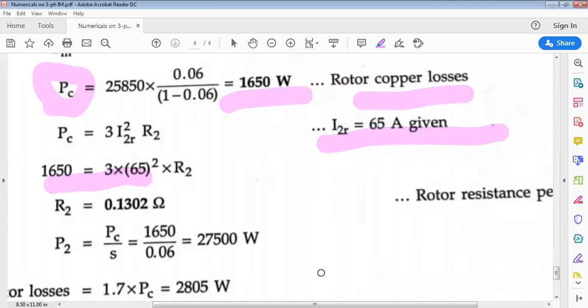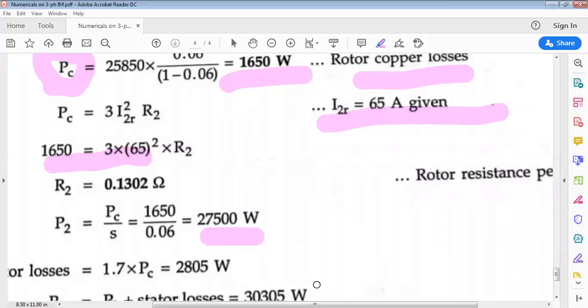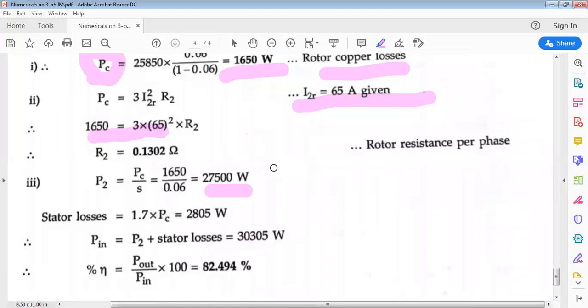Next, P2 also you can calculate. What is P2? It's the input to rotor. Then stator losses are given as 1.7 times rotor copper loss. So using this you can calculate stator losses also. Now stator losses you know, P2 you know. Using this, you can calculate the input to motor. Now output is given, input just now we have calculated, so you can calculate the efficiency.